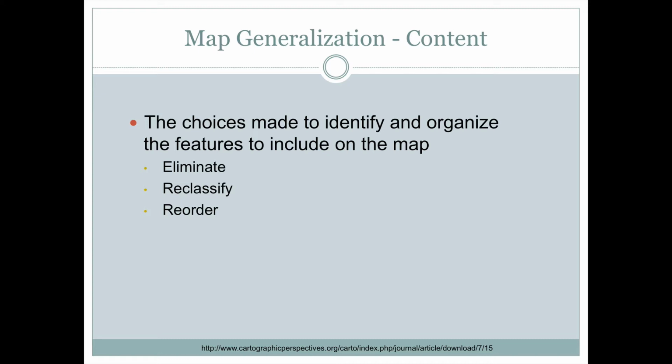If we want to make our map simpler, some things we can do is we can eliminate features, we can reclassify features but keep them on the map, or we could reorder things so that they show up in a different order. Let's look at eliminate.